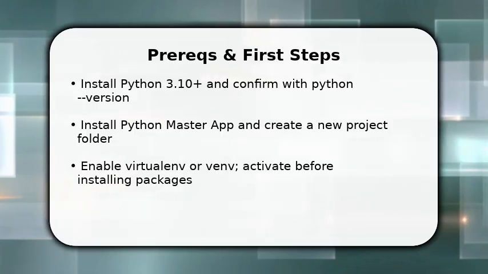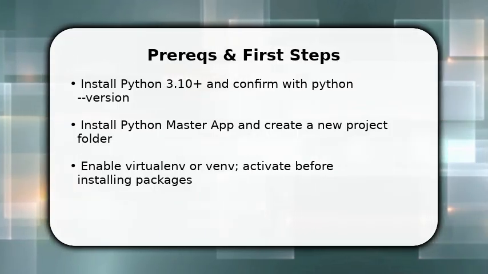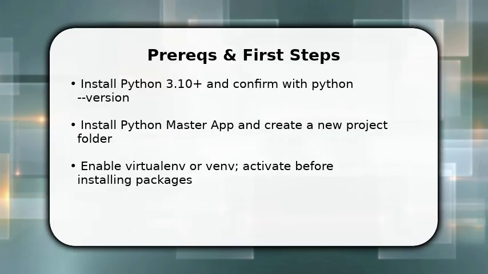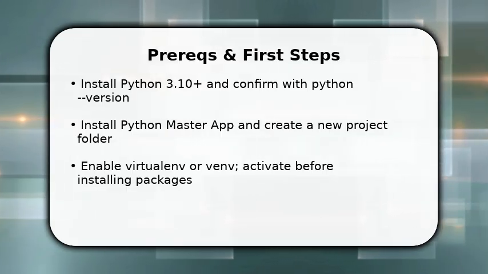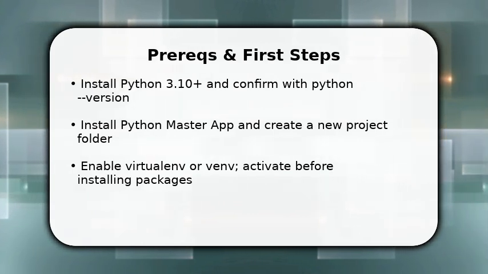Next, enable a virtual environment, use venv or virtualenv, and activate it. This prevents system package conflicts and ensures reproducible installs. Make sure to add a requirements.txt and pip install the app's core plugins. This gets you past the initial blocker.